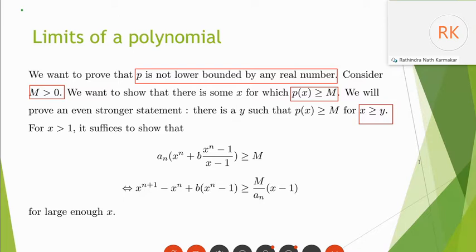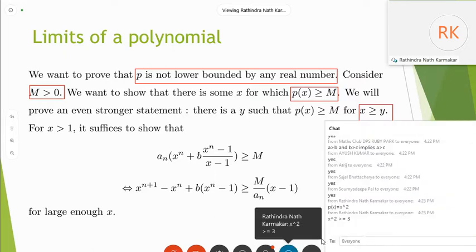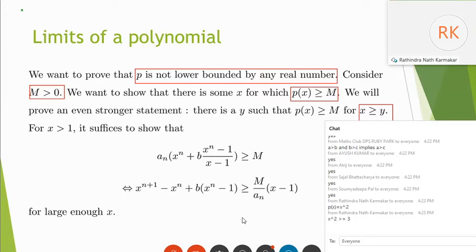Let's say if I want to prove that x square is, say, greater than or equal to 3 for some x. But I know something even stronger. For x greater than or equal to square root of 3, x square is greater than or equal to 3. This statement is stronger because it says that after some point, all of the values will exceed m, not just one value, but all. And indeed, it turns out that proving this statement is much more intuitive than proving the first statement. That is, for some value, it exceeds m.